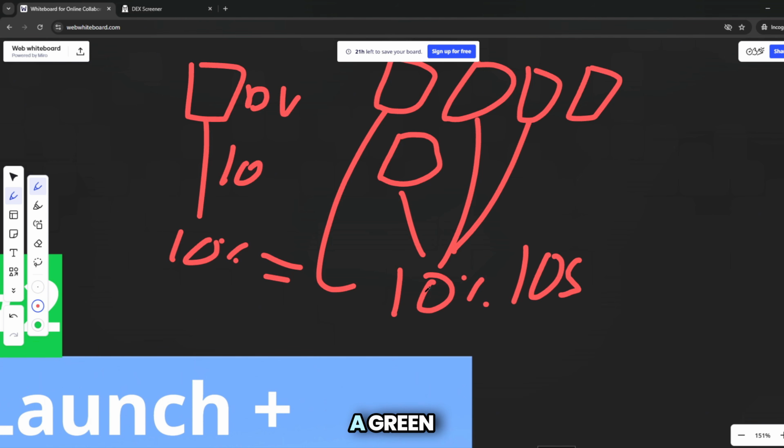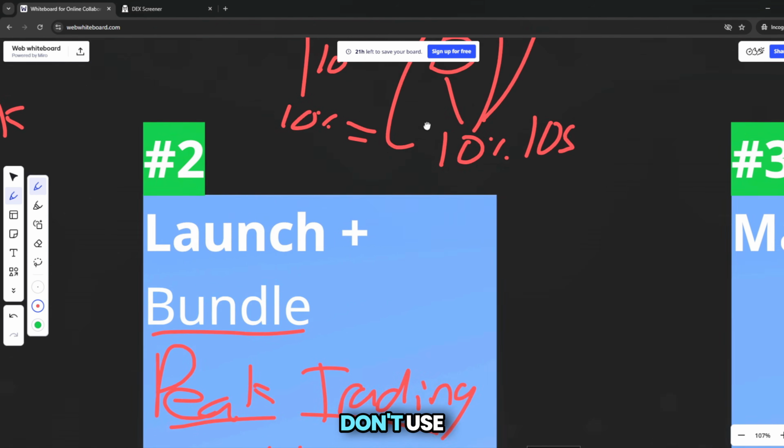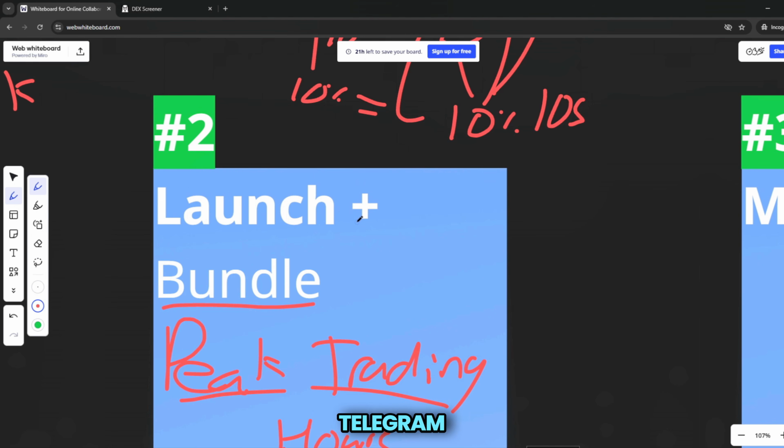People will see this as a green flag because they will think all of these are different traders. They will see volume, they will see green, they will buy. Now, whatever you do, don't use bundlers. Don't use any Telegram bundlers, don't use any softwares. If you see anyone promoting a bundler, block them straight away.